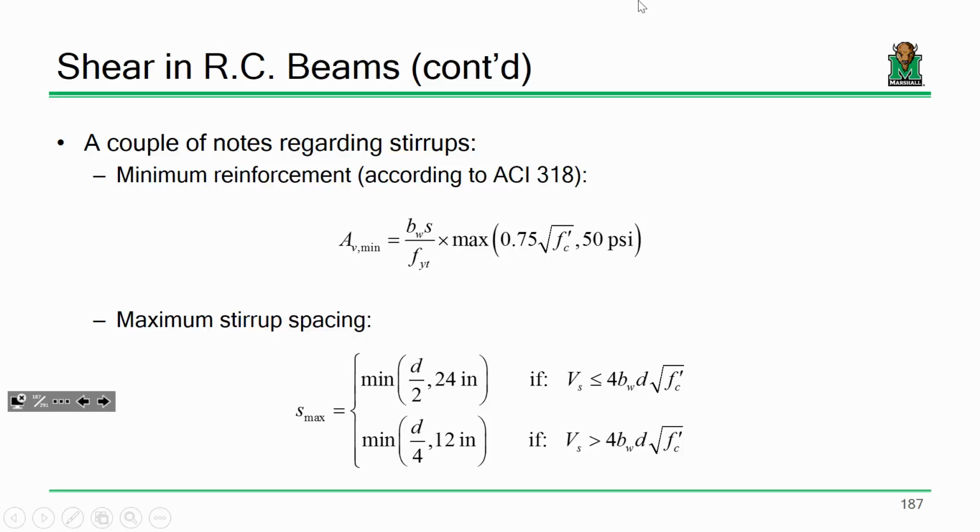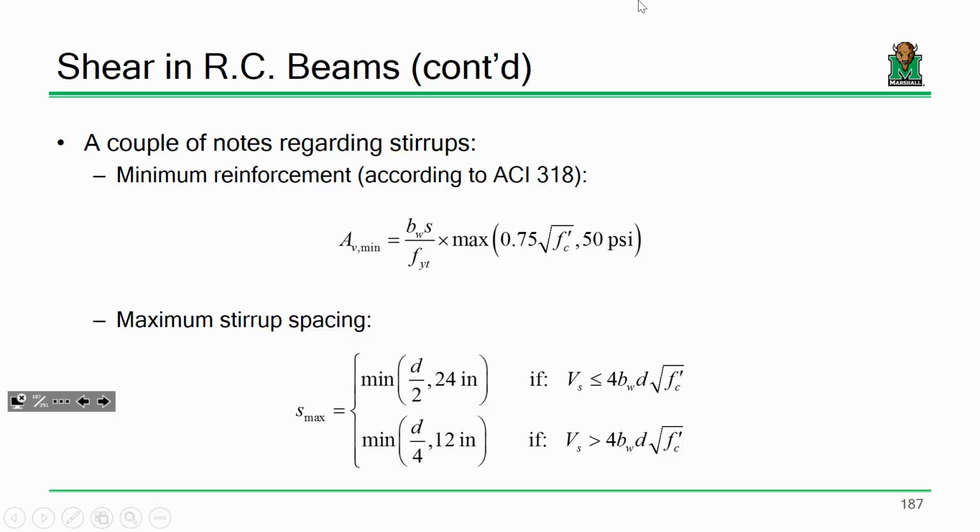Okay, a couple notes in regards to stirrups. We have a couple limits in regards to reinforcement, not just from an area standpoint, but also from a spacing standpoint. For instance, the minimum area of a stirrup is pretty easy to compute, and we are going to use that later on from a design standpoint. We're not really going to worry about this from an analysis standpoint, but it's going to help us out later on when we try and design.